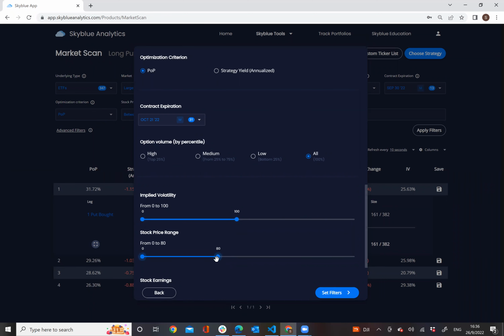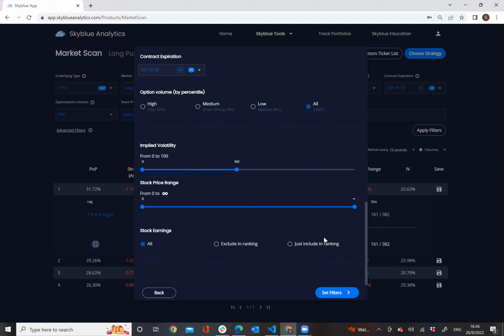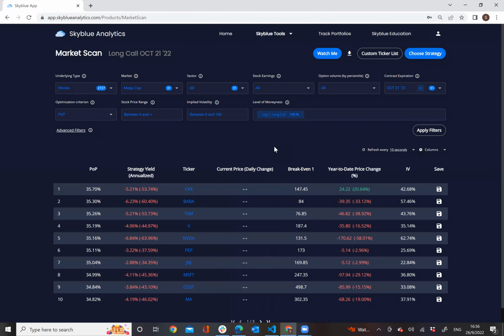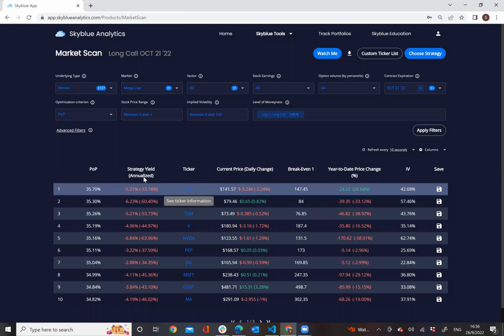And let's go to stock price range. As we are going to scan the mega caps, usually mega caps tend to be a little more expensive in price. So after applying all these filters, again, in less than 15 seconds we are going to have a ranking, as you can see. And basically CVX, that we were talking about today, pretty amazing.